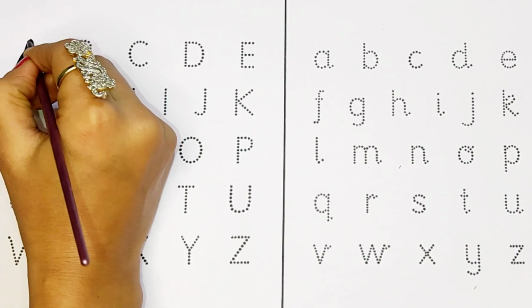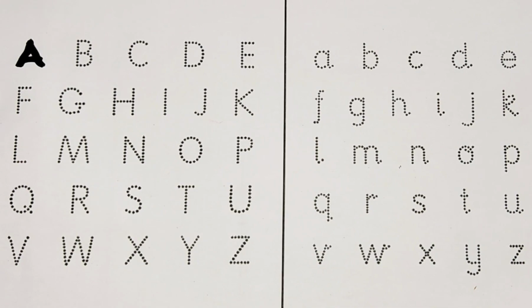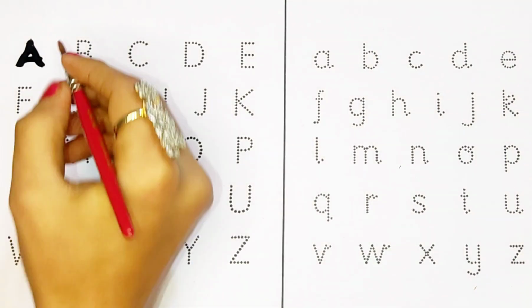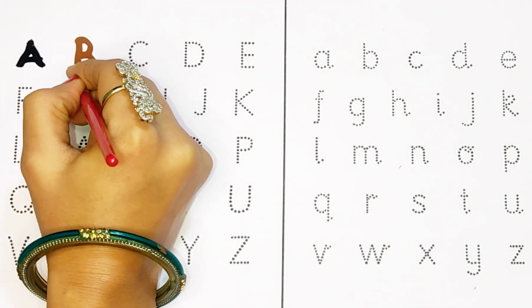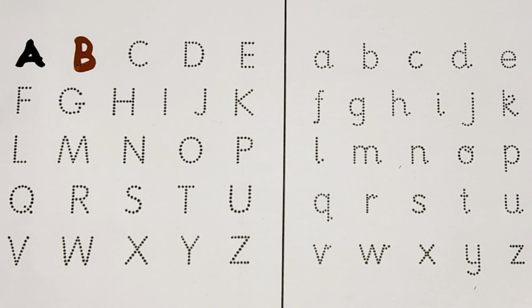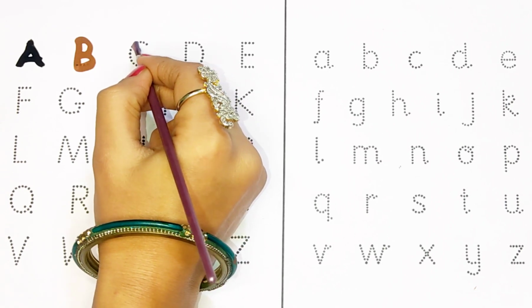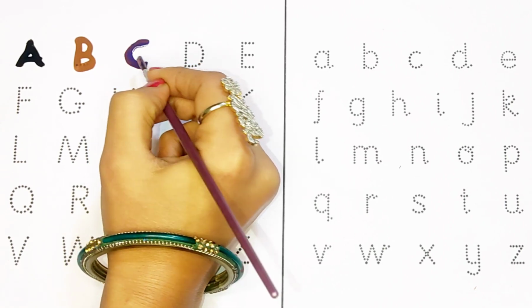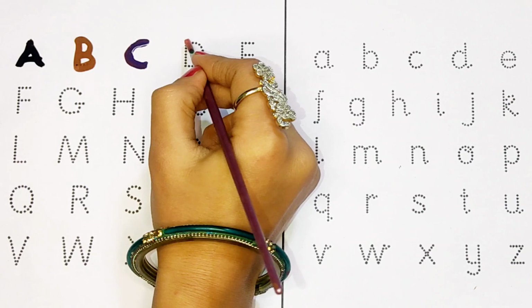A. A for apple. A for April. B. B for ball. B for basketball. C. C for cat. C for catfish.